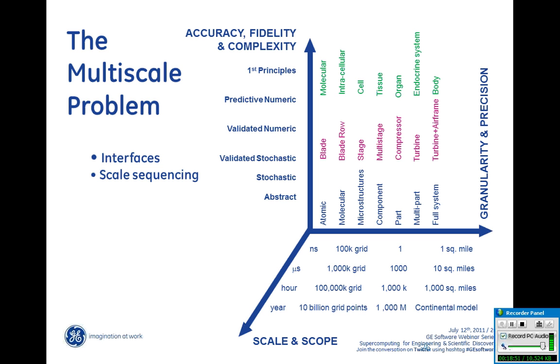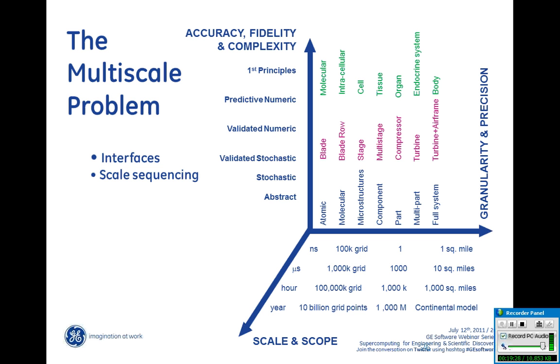We also have what I refer to as the multi-scale problem, and here we have three axes, and I've seen people come up with even other axes. In the y direction, you can look at the accuracy and fidelity of it, whether it's stochastic in the sense of being an approximate model, versus on the upper end saying that it's actually using basic first principles equations that we know to be true.